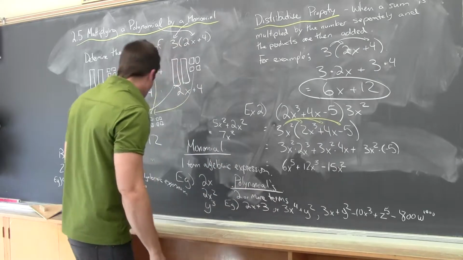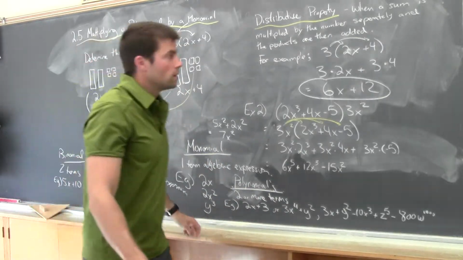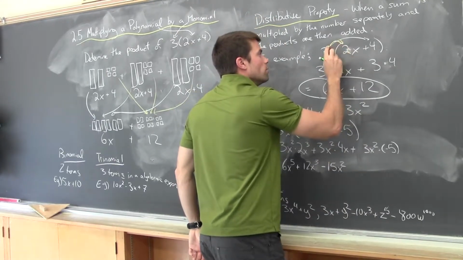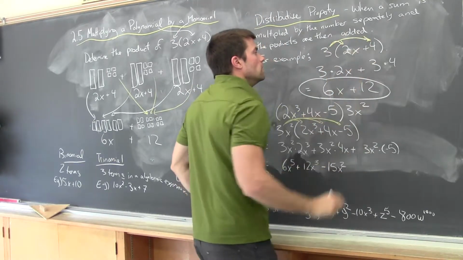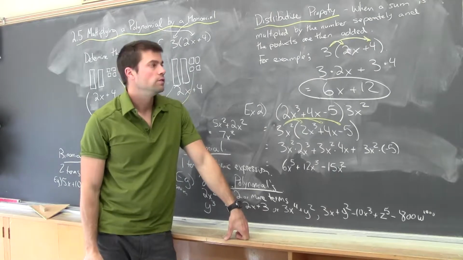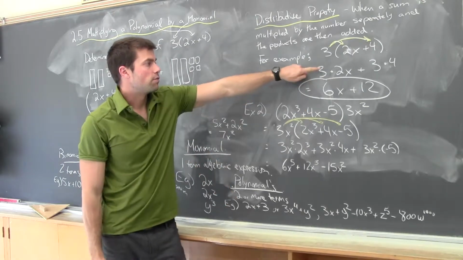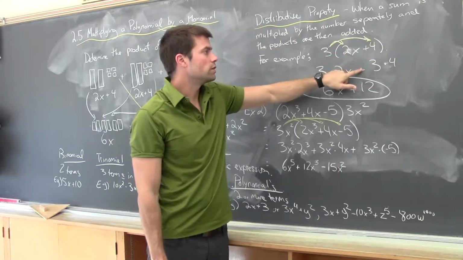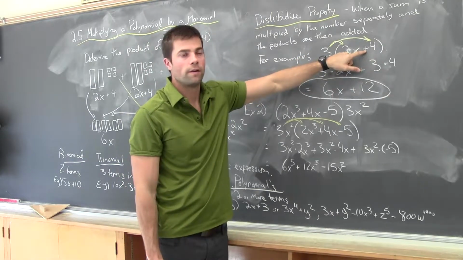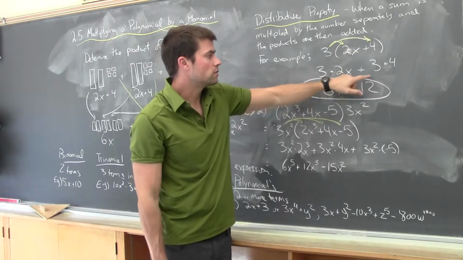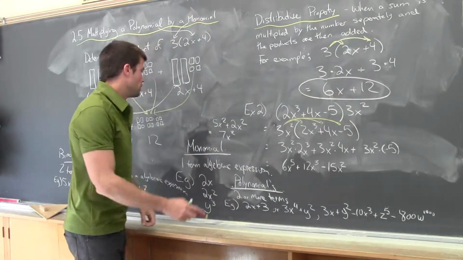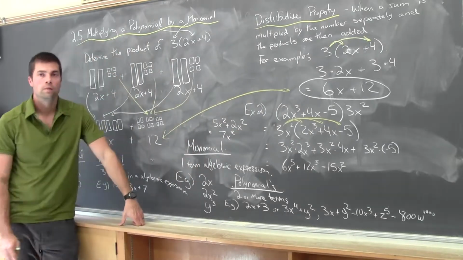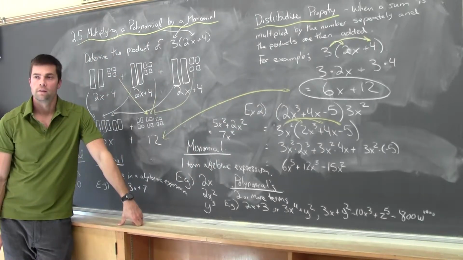So I like to think of it like this, we draw these little arrows. So 3 multiplied by 2x and then 3 multiplied by 4. So that gives us 3 times 2x plus 3 times 4. And the reason why it's plus is because there's a positive sign here. So that gives us 6x plus 12. All right, notice that these two answers now are the same. Any questions there?